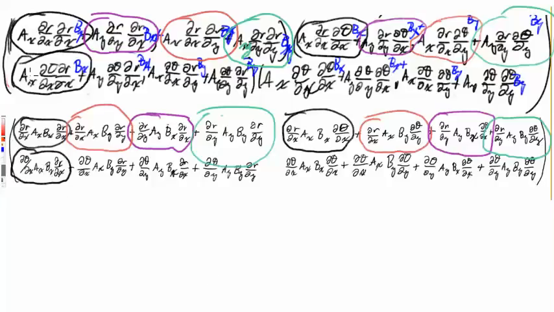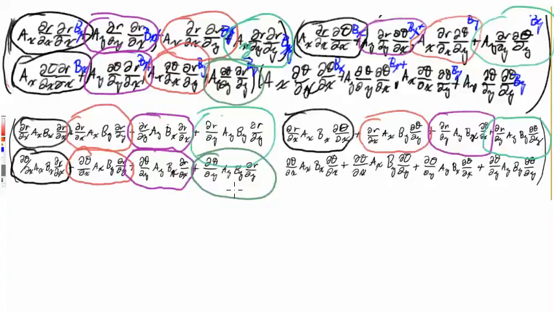A sub x b sub x times a sub x b sub x, del theta del x del r del x, del theta del x del r del x. A sub x b sub y, a sub x b sub y, del theta del x del r del y, del theta del x del r del y. A sub y b sub x, a sub y b sub x, del theta del y del r del x, del theta del y del r del x. A sub y b sub y, a sub y b sub y, del theta del y del r del y, del theta del y del r del y.